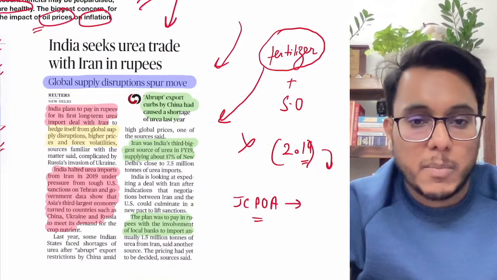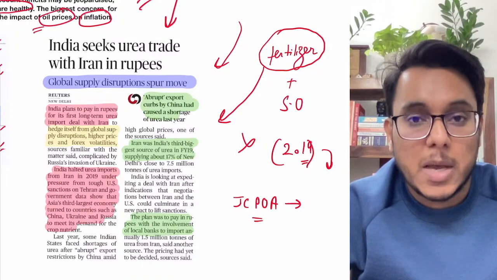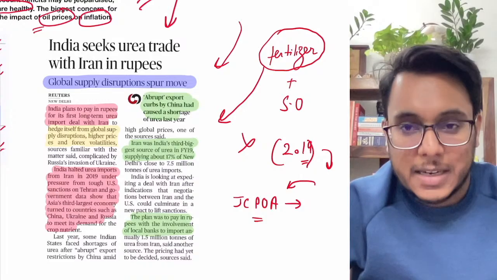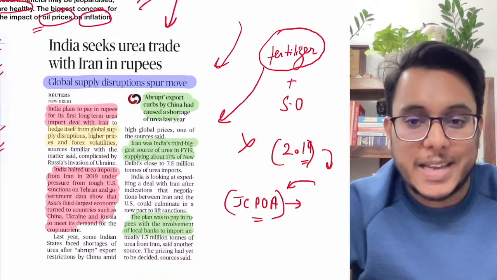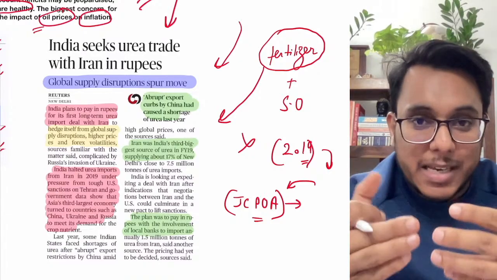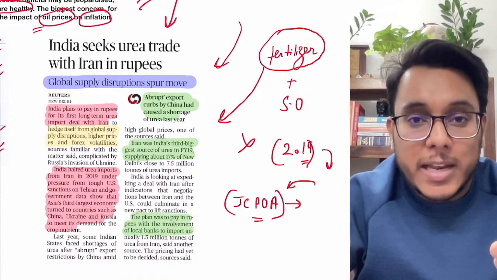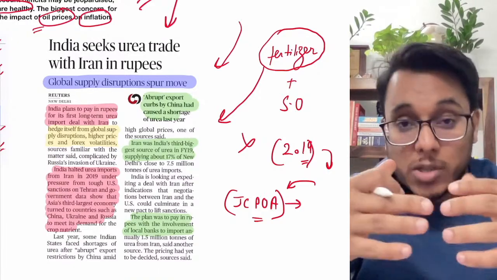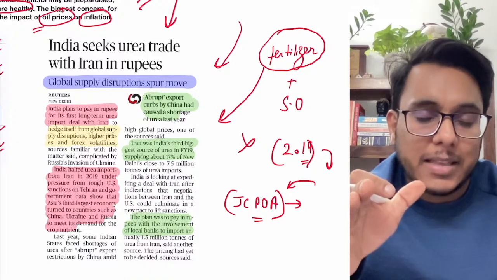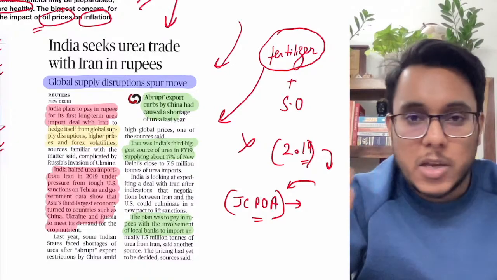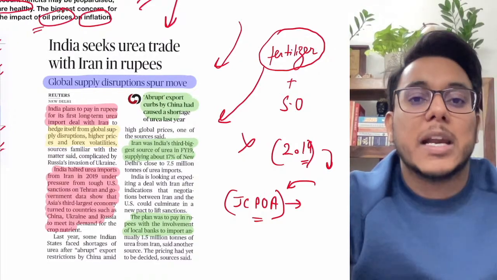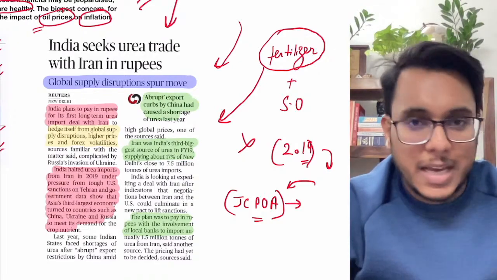Clear? Under the Joint Comprehensive Plan of Action, a deal was made by the P5+1 with Iran. Now what was actually the situation in Iran? Iran was going ahead with uranium enrichment, and Iran's uranium enrichment was a concern for the entire world. So they signed a deal with Iran that you will reduce your uranium enrichment, and the sanctions that were there on Iran will be removed. This deal happened with Iran.